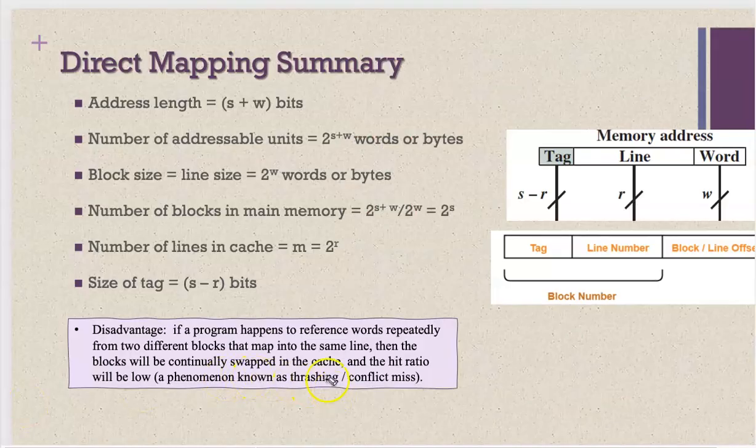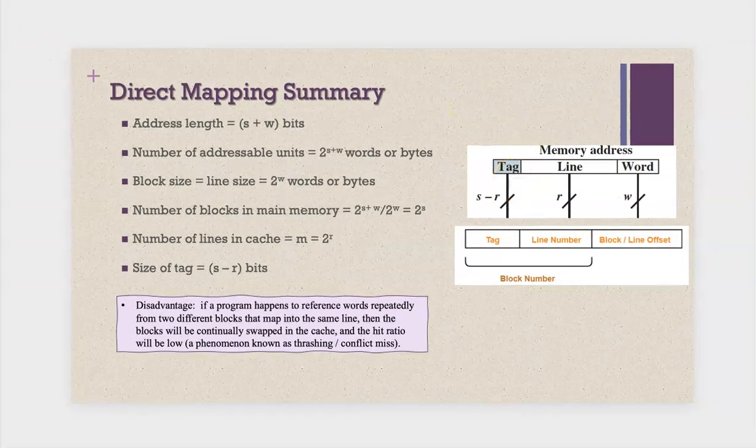So to summarize the direct mapping, you have your address length as S plus W bits. Your S makes for the tag and the line, and this is your word field or your block offset. So S plus W is the total length of your memory address, and it is going to be in bits. The number of addressable units is going to be 2 to the power of S plus W words or bytes. Let's say you have 32 bits of memory address, therefore your number of addressable units would be 2 to the power of 32 bytes.